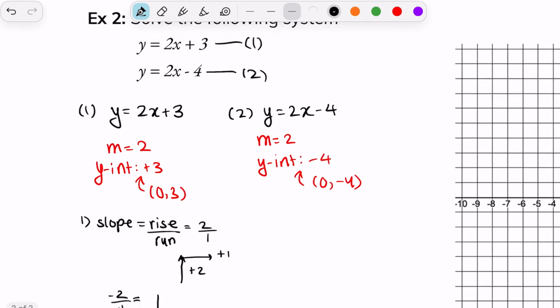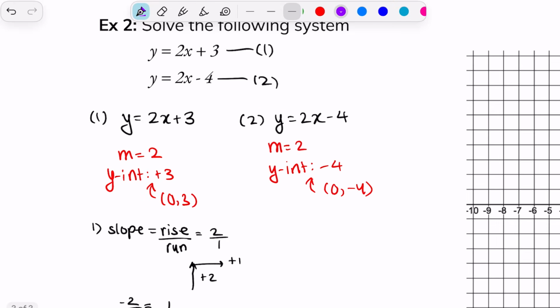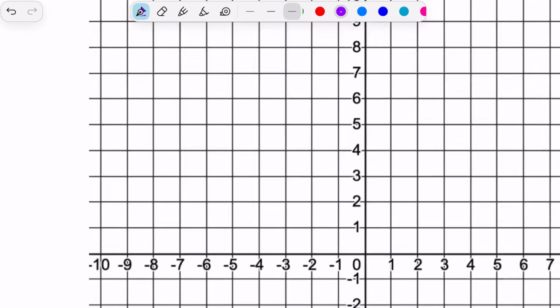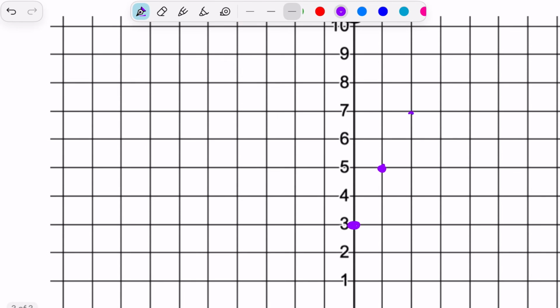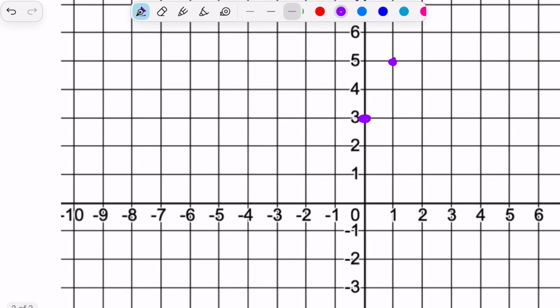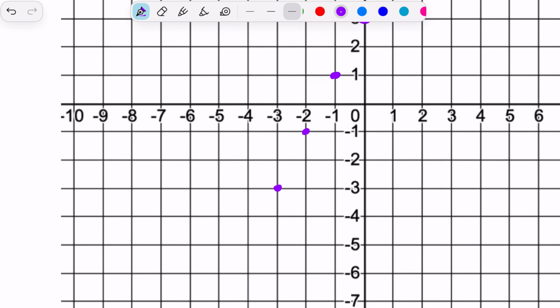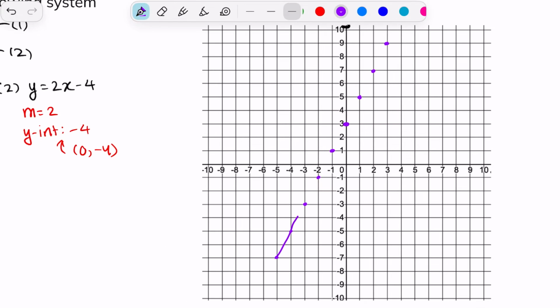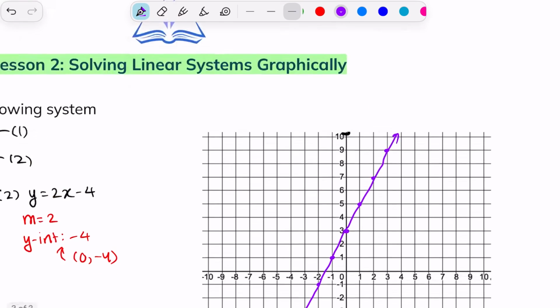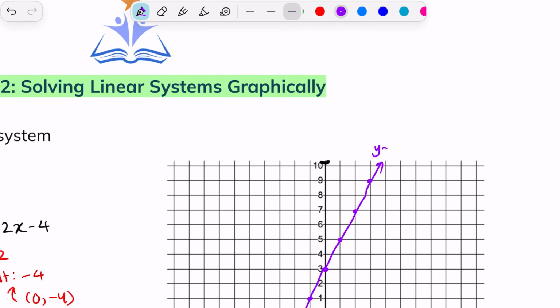So now we can graph this first line, which I will make purple. Our y-intercept is 3. We're going to go up 2 units and to the right by 1 unit. And then you're going to do the exact opposite here, so you go down 2 units and then to the left by 1. And then you can connect the points. So this is our first line. This is y equals 2x plus 3.